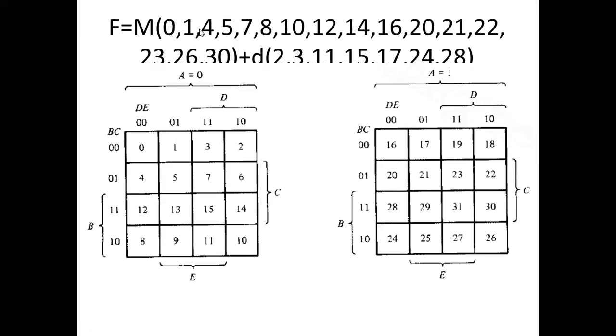This is the example we are taking for POS form with don't care combinations. For POS forms, here pi will be there. Pi m of 0, 1, 4, 5, 7, 8, 10, 12, 14, 16, 20, 21, 22, 23, 26, 30 plus D for don't care: 2, 3, 11, 15, 17, 24, 28. How to do this problem?